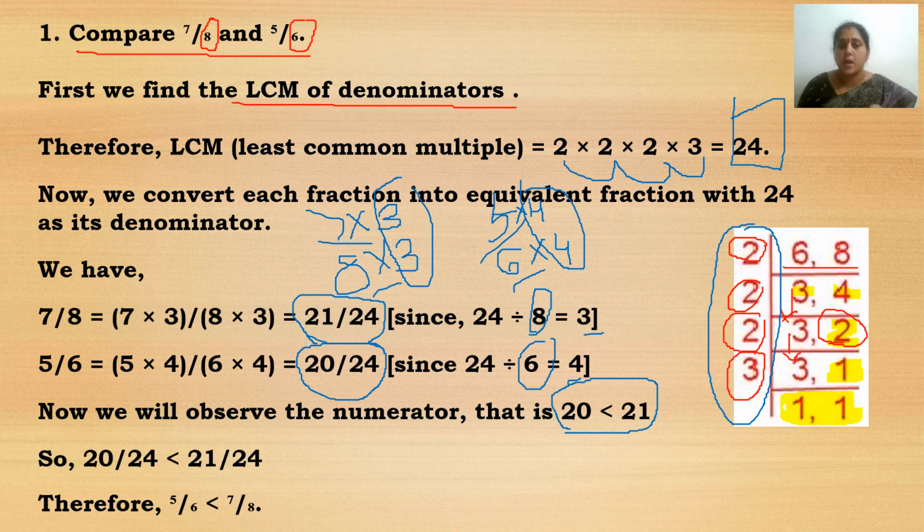This is how we are going to compare our unlike fractions. First you have to find out the LCM, and whatever product you are getting, you have to make that the denominator in both the fractions we have taken. Then you have to compare and arrange them in ascending and descending order.